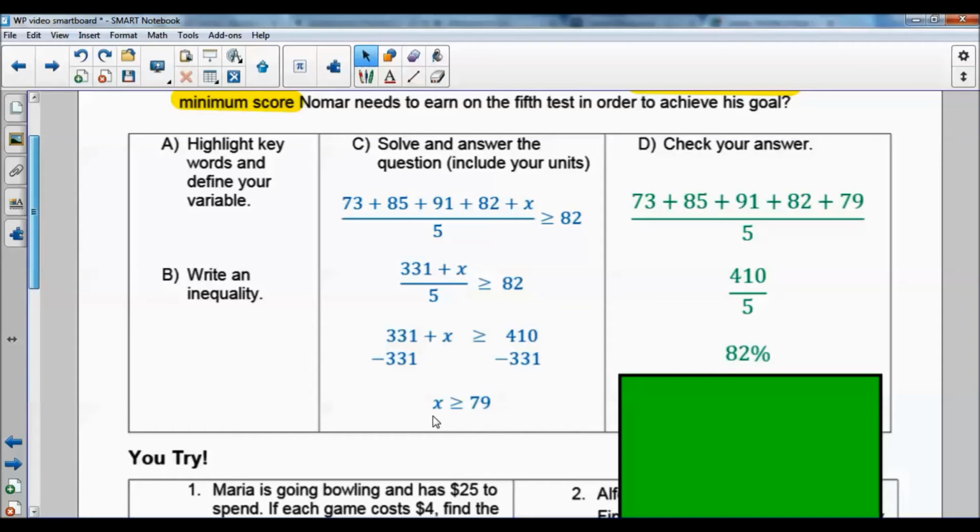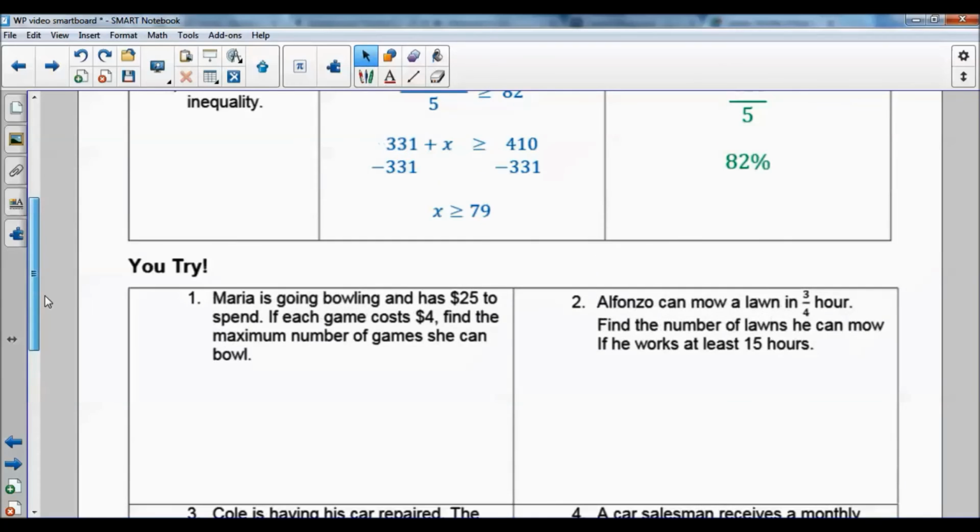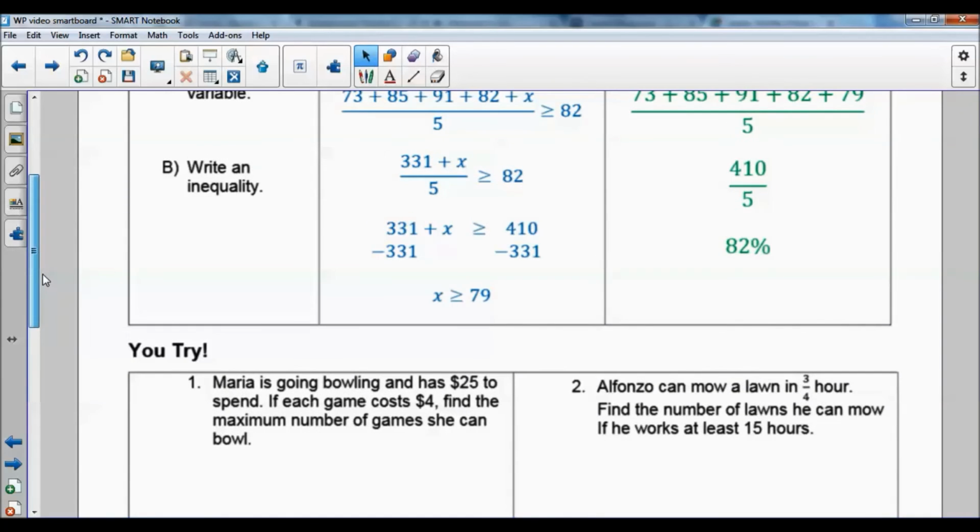Okay. On the rest of this page, there's some for you to try on your own. Okay, you're going to set up your inequalities and solve, and please get them checked with me, and then I'll tell you what to do next.